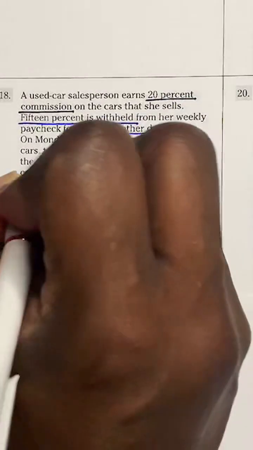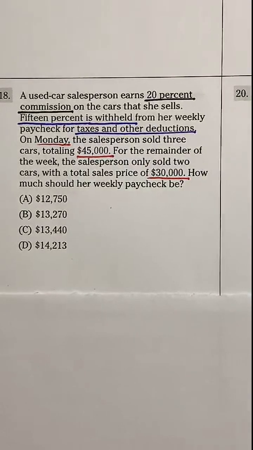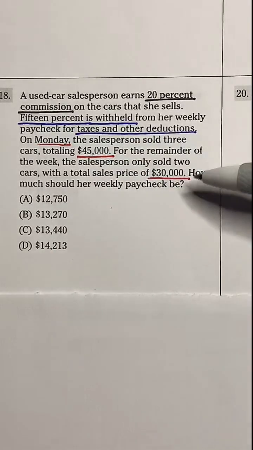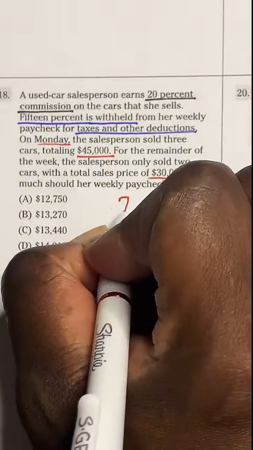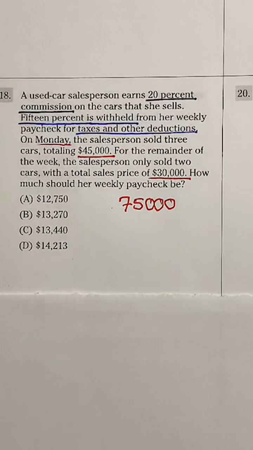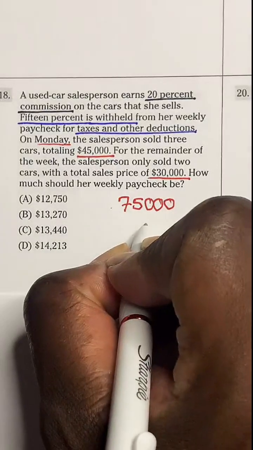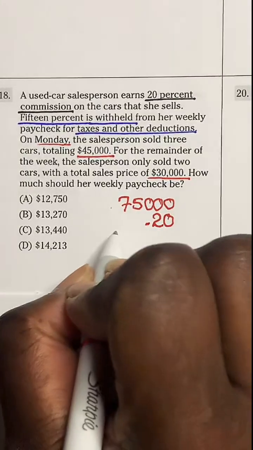So we know that the salesperson earns 20% commission, right? And we know that 15% is going to be withheld for tax and other deductions. So if on Monday she sold 2 cars, so this is the amount that she made on Monday, then the remainder of the week sold another, which gave her a total of the $30,000. So if I go with $45,000 plus the $30,000, I know that this person made $75,000 that week. Okay, not pulling out the commissions or anything. But if I know I'm going to get 20%, okay, so 20% of this is going to be her commission. So 20%, I got 0.20. That's what the percent is as a decimal.